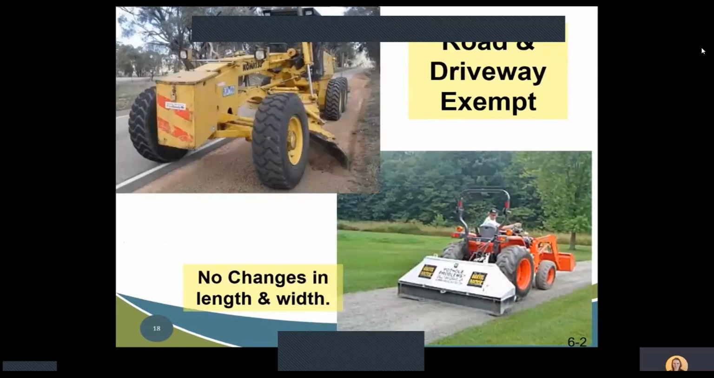Normal road and driveway maintenance, such as grading and leveling, that does not increase the width or length of the road or driveway and that will not contribute sediment to lakes and streams, is also exempt from requiring an SESC permit.